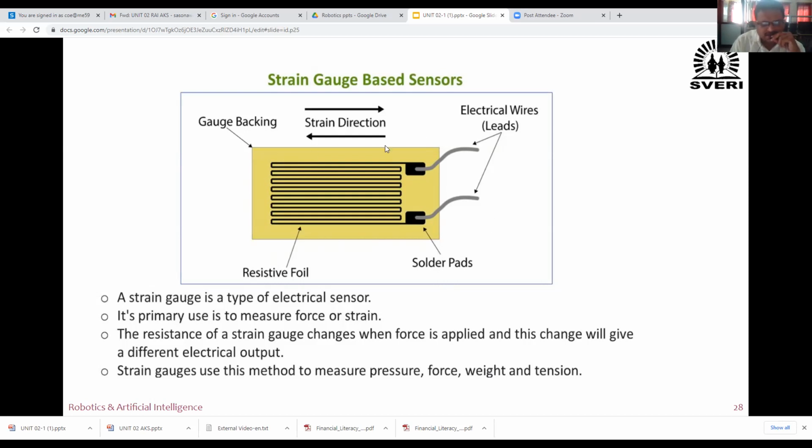Now strain direction. This is the strain gauge. It may be moved towards right or it may be moved towards left depending upon the force applied.